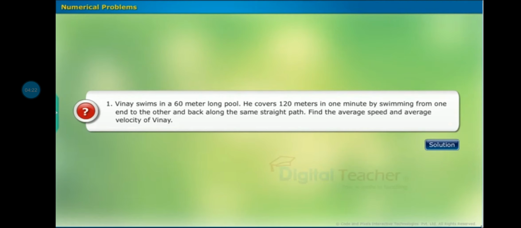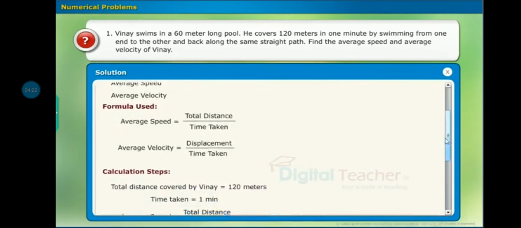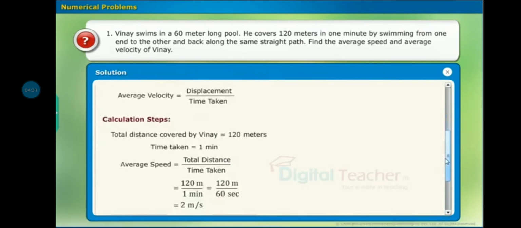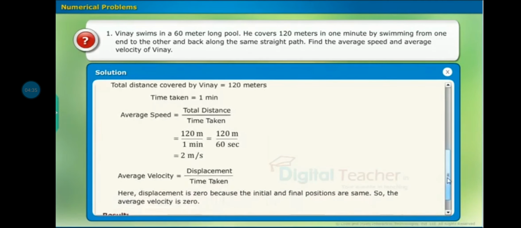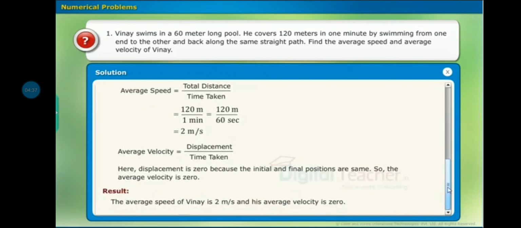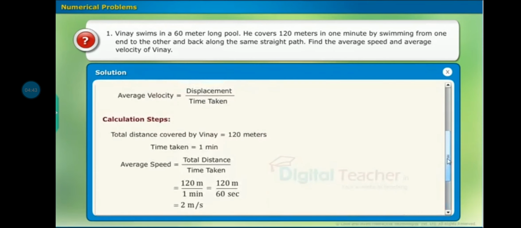Here you can see a solution button over here. We have to click on that and we'll have the solution of the given question. You can see the solution over here. Total distance covered by Vinay is 120 meters, time taken is 1 minute. The average speed is 2 meters per second. Now the result over here is the average speed is 2 meters per second.